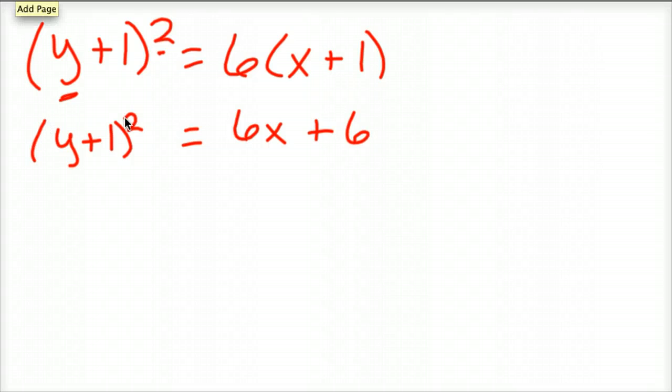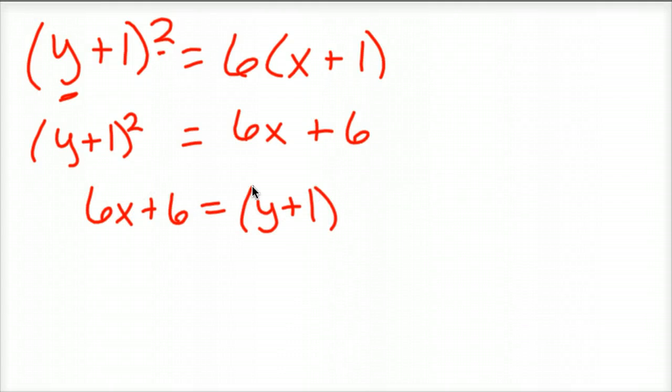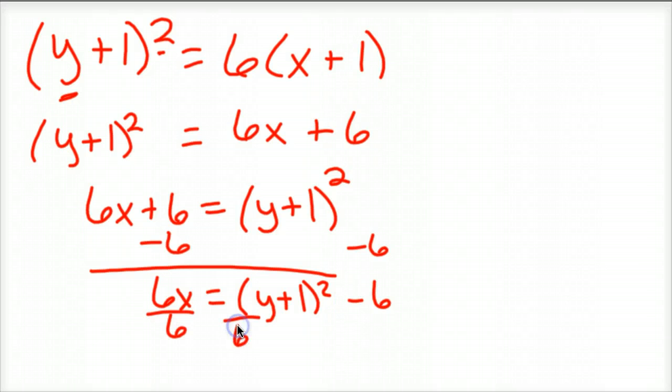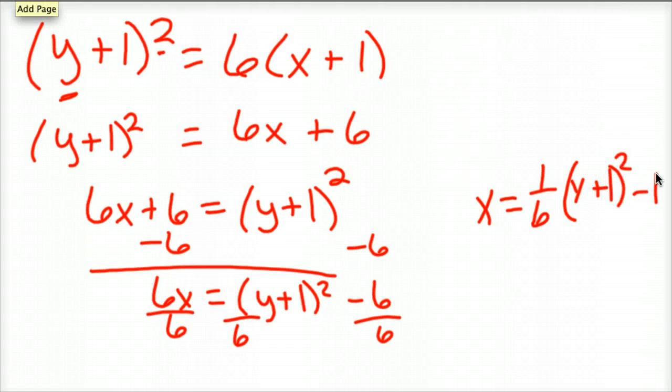Then you go ahead and solve. I'm going to flip it using the symmetric property, because that drives me nuts to work right to left. And then you subtract 6. And so you got 6x equals (y plus 1) squared minus 6. And then you divide everything by 6. And so x equals 1/6 times (y plus 1) squared minus 1.